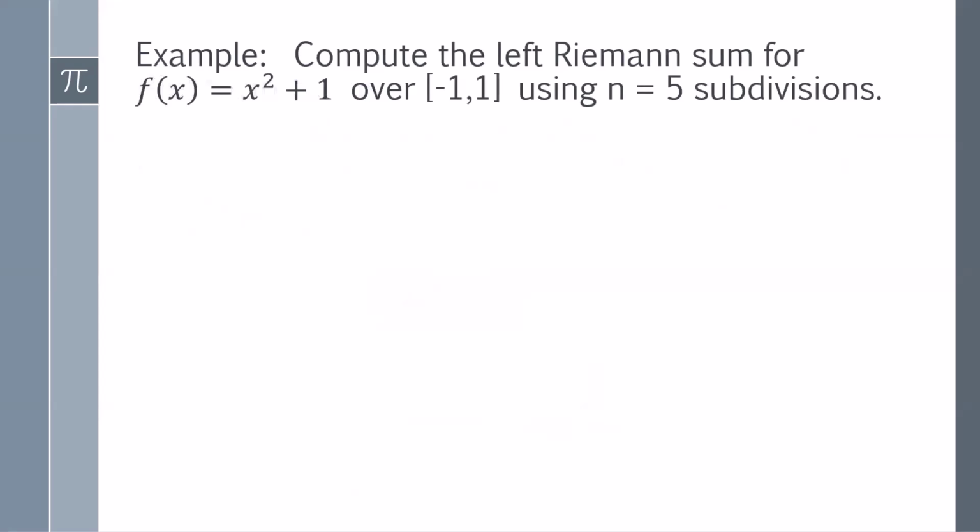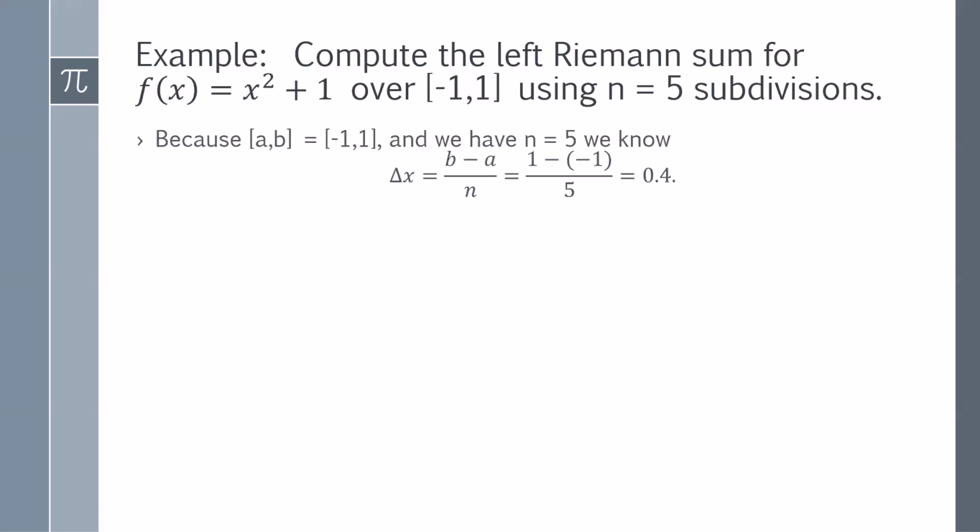As an example, let's compute the left Riemann sum for f of x equals x squared plus 1 over the interval [-1, 1] using n equals 5 subdivisions. First, we need to find delta x. Since [a, b] is [-1, 1], b equals 1, and a equals -1. Because we have 5 subdivisions, our n is equal to 5. So we have 2 over 5, or 0.4, as our delta x.